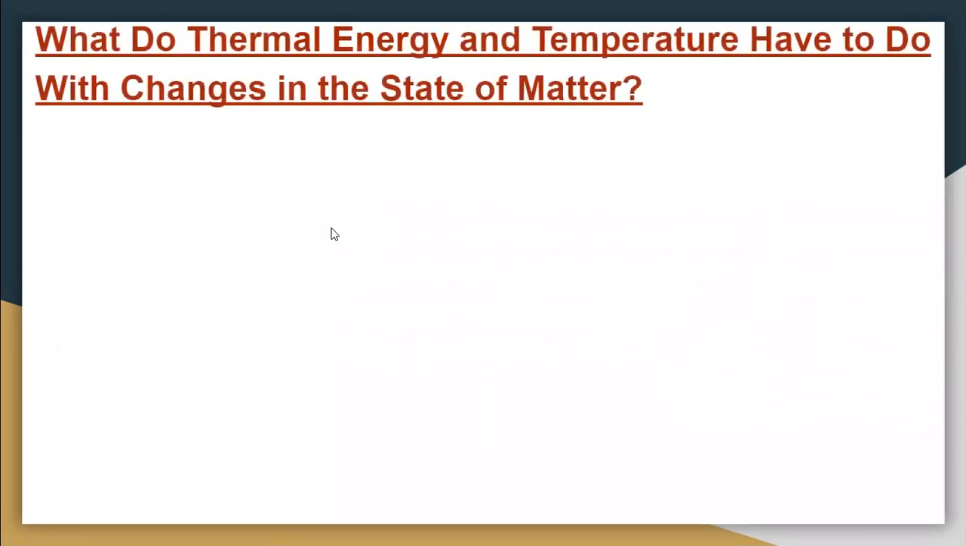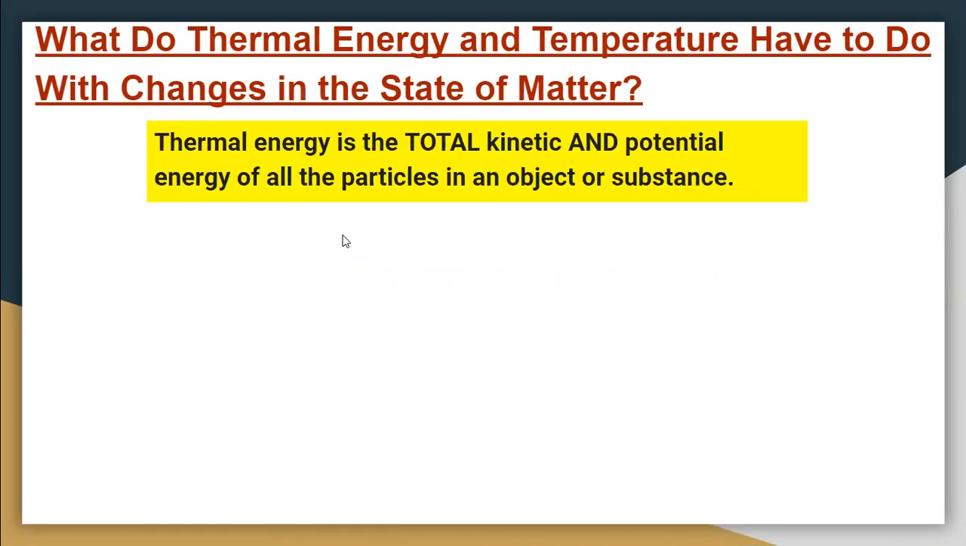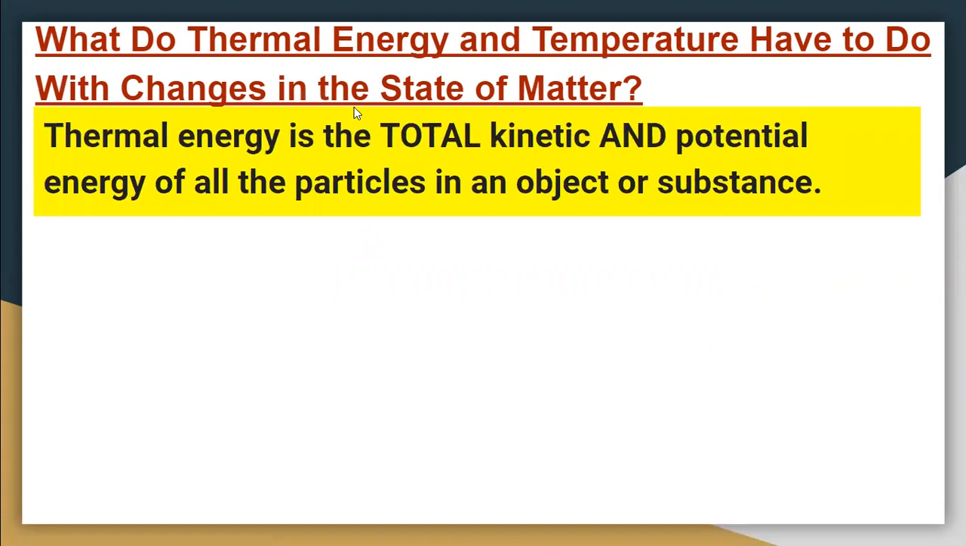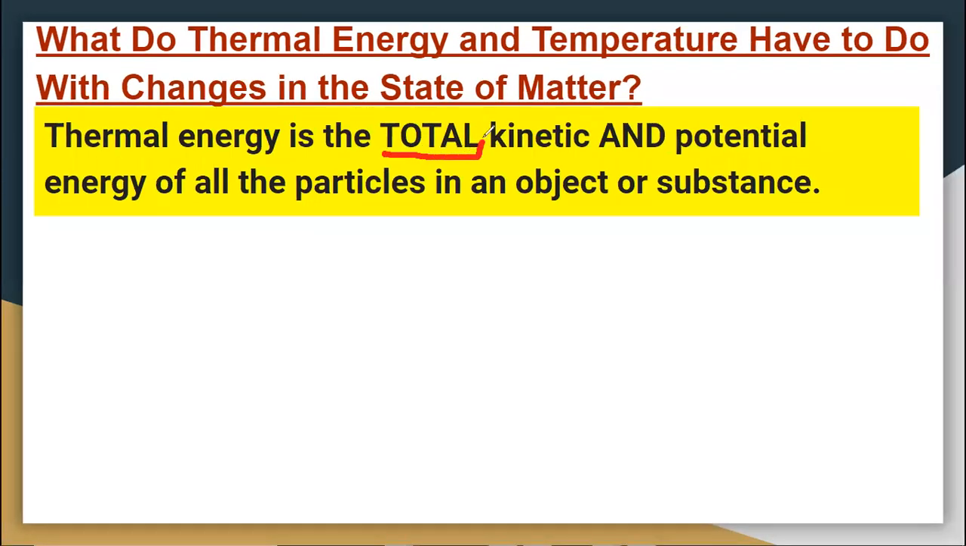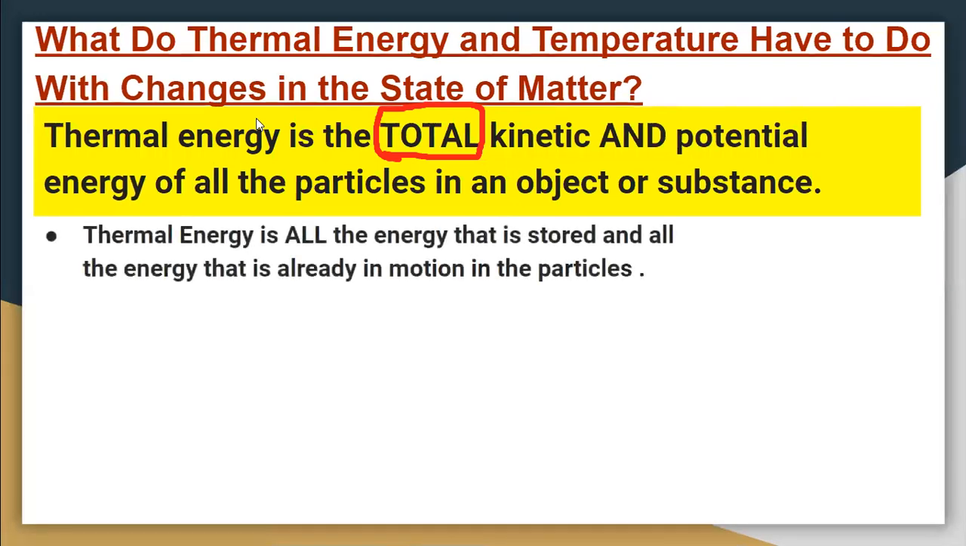What do thermal energy and temperature have to do with the change in the state of matter? Well, thermal energy is the total kinetic and potential energy of all the particles in an object or substance. So it's all the energy. It's energy moving around plus the energy that's stored up and ready to move around. Okay? That's thermal energy. So it's all the energy that's stored and all the energy that's already in motion in the particles.